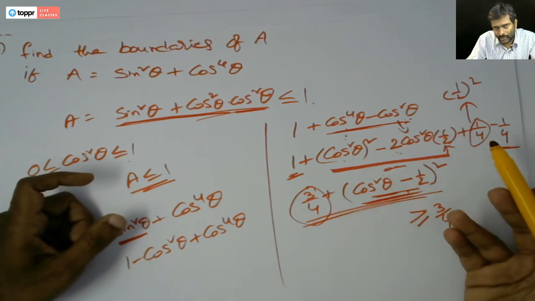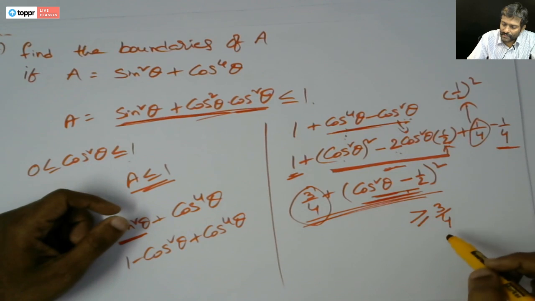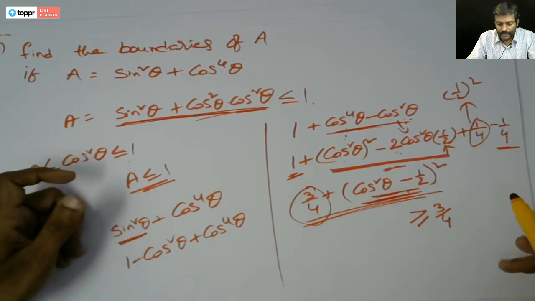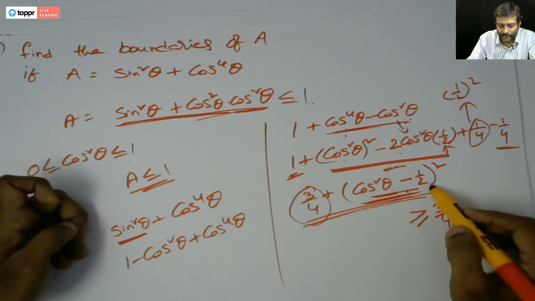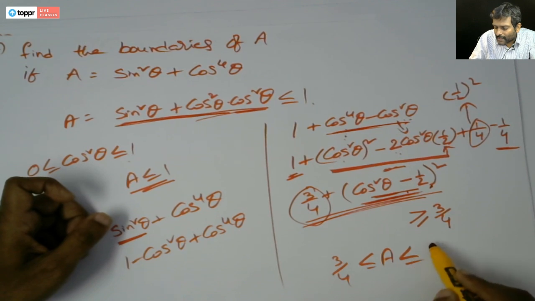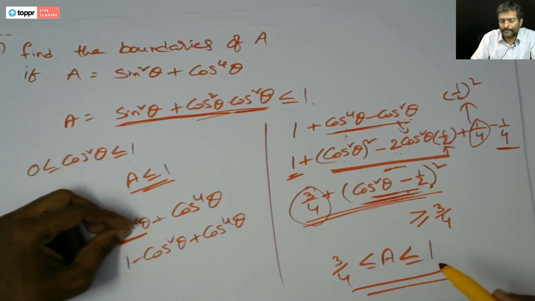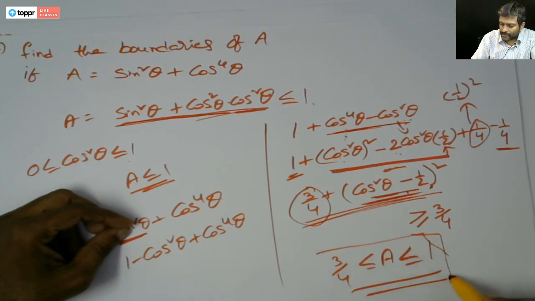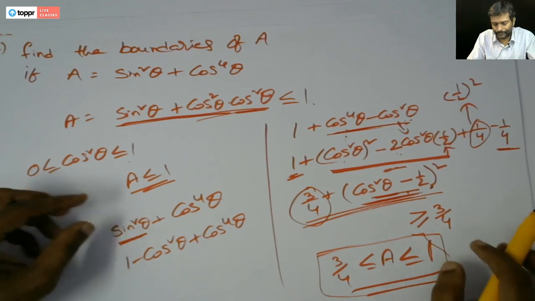That is cos square theta is equal to 1 by 2. That means I think theta is 45. Theta is 45. It will be equal to 3 by 4, right? So this value is bigger than 3 by 4. That means our a is bigger than 3 by 4 and smaller than 1. So this is how you find the boundaries, right? So the given expression's value is always between 1 and 3 by 4.